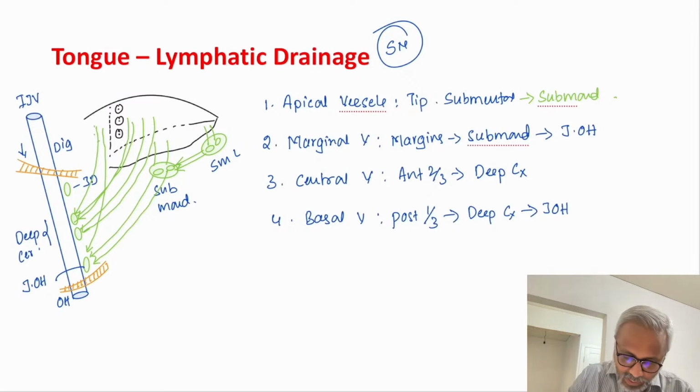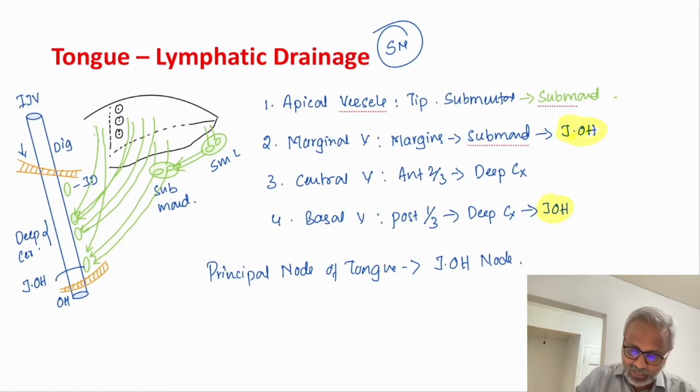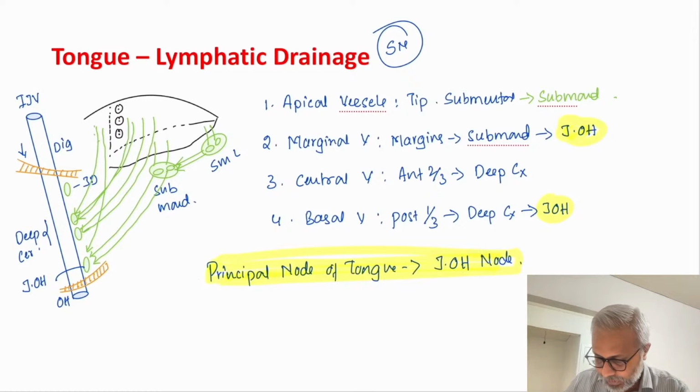So what we have here, most of the lymphatics ultimately go where? The jugulo-omohyoid nodes. So the principal node of the tongue, right? When we talk about the principal node of the tongue, which is the principal node? Remember, it is the jugulo-omohyoid node. Maybe you can highlight this. So jugulo-omohyoid is the principal node of the tongue. Done? This is how we can explain the lymphatic drainage.